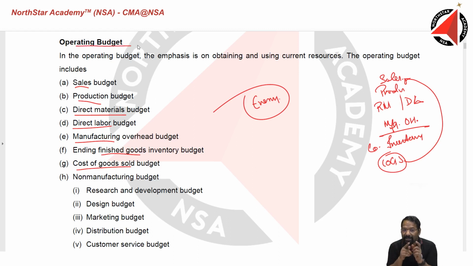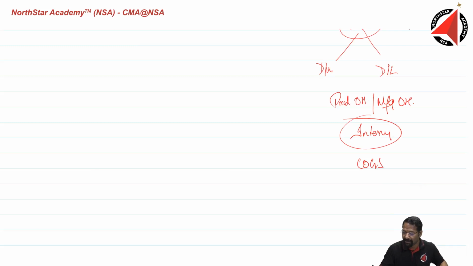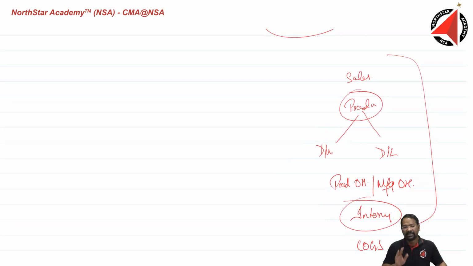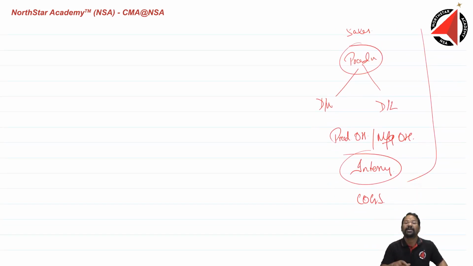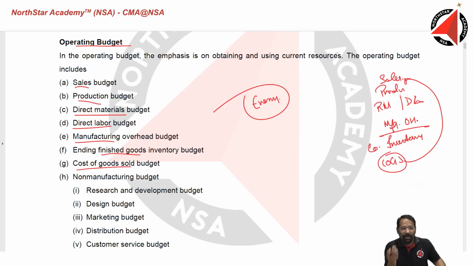You will get a question, which of the following is not an operating budget? That's why I made you remember all these sequences. If you remember, good. If you don't remember, don't worry. I will still make you remember at the right time as we grow to the next concept, right?